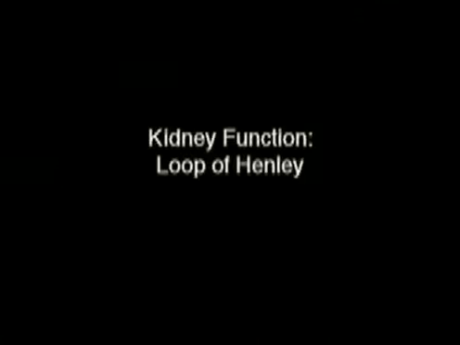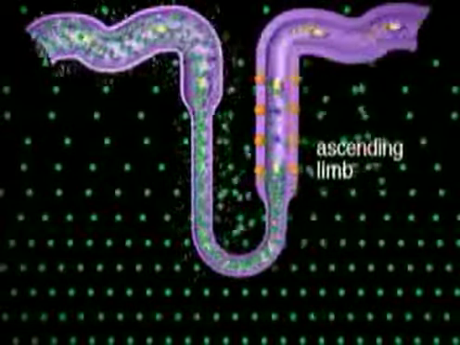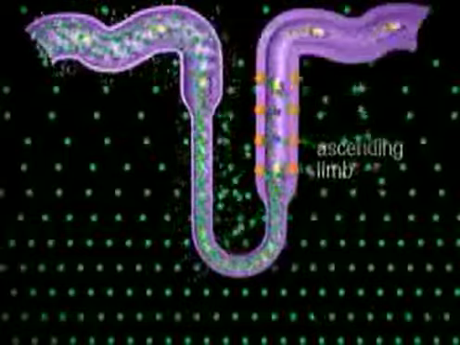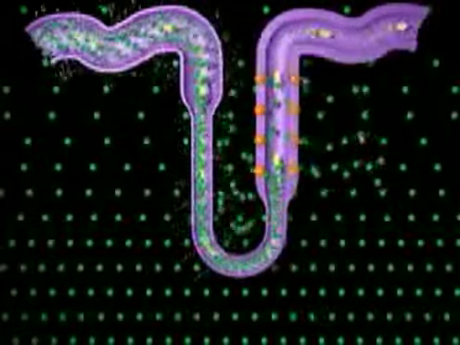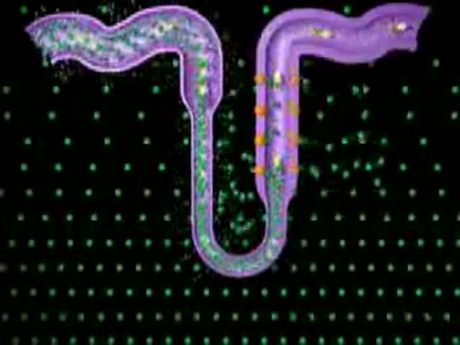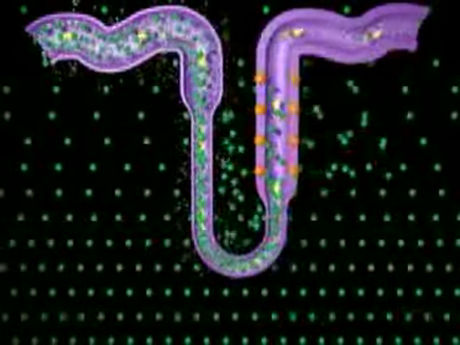The tubular fluid arriving at the turn of the loop is highly concentrated after its journey along the descending limb. Unlike the descending limb, most of the ascending limb is impermeable to both water and solutes. Water is not reabsorbed here, nor can solutes diffuse into the tubular fluid. Sodium ions and chloride are the most abundant ions in the tubular fluid, and large amounts of sodium and chloride are pumped out of the tubular fluid as it travels along the ascending limb.